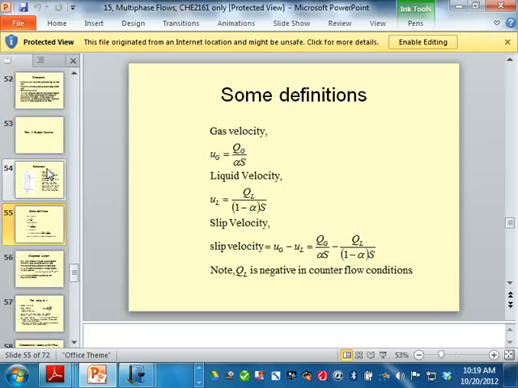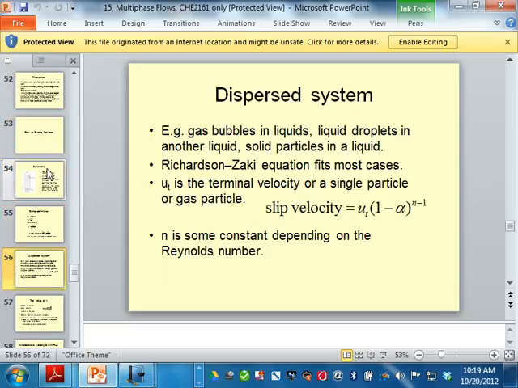In reality, it is this one. When you have a lot of bubbles, UT is the velocity for a single bubble rising. When you have a system with a lot of bubbles, the velocity actually slows down, and it slows down by this factor here: 1 minus alpha to the power n minus 1. That's the Richardson-Zaki equation, which fits most cases.